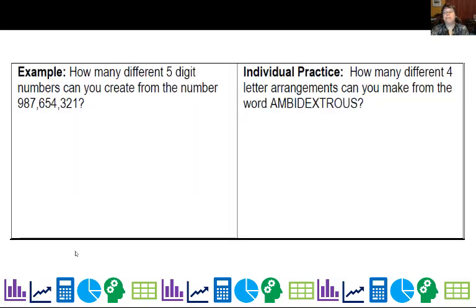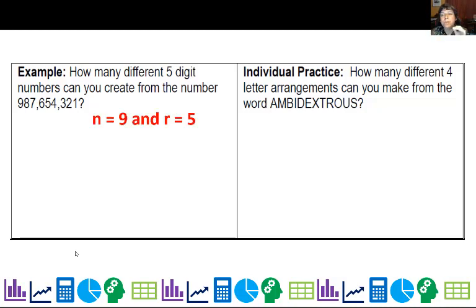How many different 5-digit numbers can you create from the number 987,654,321? All right, so the point here is I have 9 different digits to choose from, and I want to pick 5. So I have 9 choices for the first digit, 8 times 7 times 6 times 5, and I could multiply that all in my calculator.